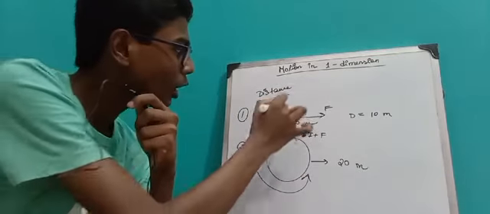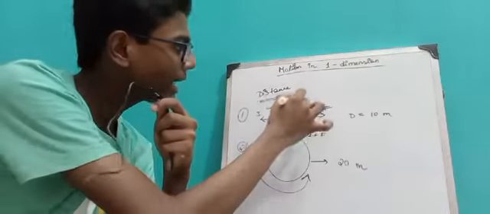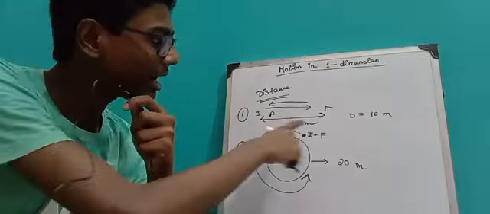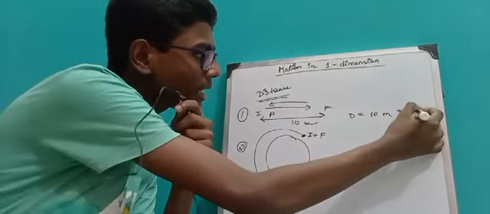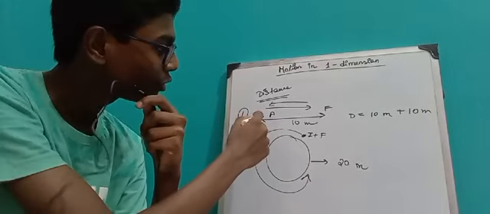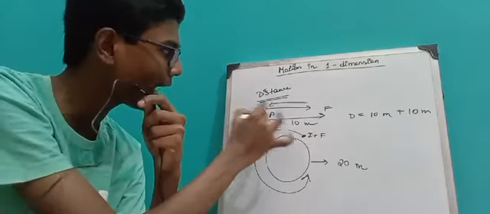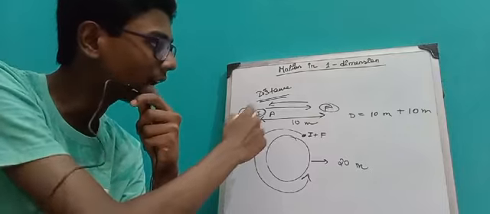Now suppose the body first comes from this point to this point and again returns to its initial point. Then it covers 10 meter twice. So what we will do, 10 meter plus 10 meter, because it is covering twice. First coming from, now forget about initial and final. Suppose this is point I and this is point F. So from point I it is starting and going to F.